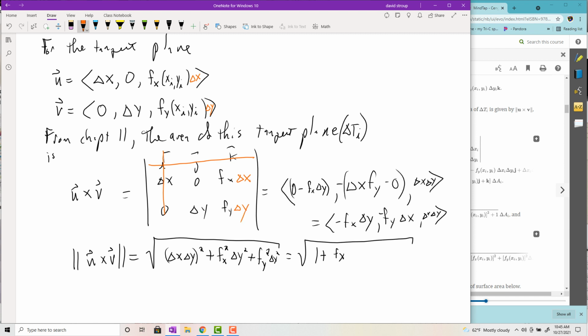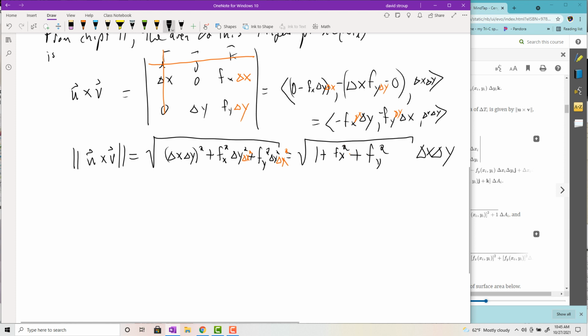So there would be a delta x here, a delta y here, so this would be delta x, delta y, delta x, and so all these would have delta y, delta x squared. So you could factor the delta x delta y squared out of all three of those, and you just get 1 plus the partial with respect to x squared plus the partial with respect to y squared, and factoring it out you get a delta x delta y.